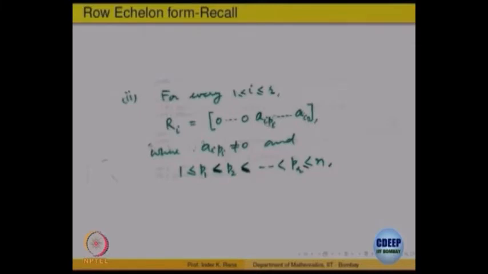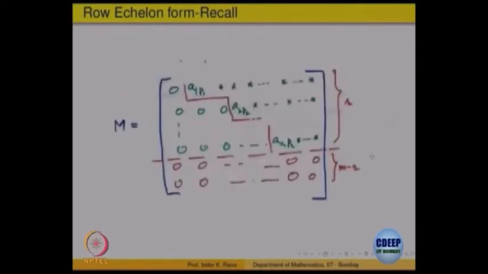indicate the place in the ith row, the pith column, where the entry is non-zero, and that should be the first non-zero entry. And the property is that the column number where the first non-zero entry comes in the first row should be strictly on the left side of the column number in the second row and so on. These entries are called pivots, that we saw. So, this is what the matrix looks like.